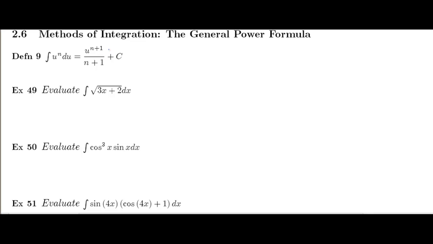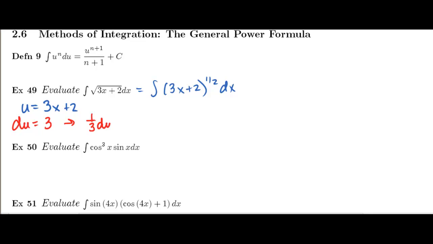Take a look at a few examples. In this case, we want to rewrite this first. We've got the integral of (3x plus 2) to the 1/2 dx. We're going to use the inside as u, so u is going to be 3x plus 2. The derivative of that, du, is just going to be 3. We don't have a 3, so we have to deal with that. So we'll say that 1/3 of du is going to be our dx.